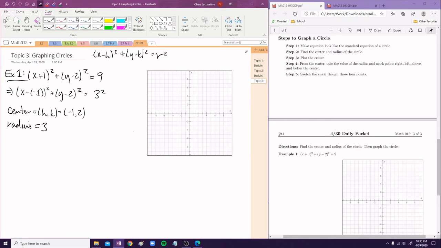The very first thing that we're going to do is plot the center. So the center is negative 1, 2, up here, right? So now how am I going to find the points around the circle?